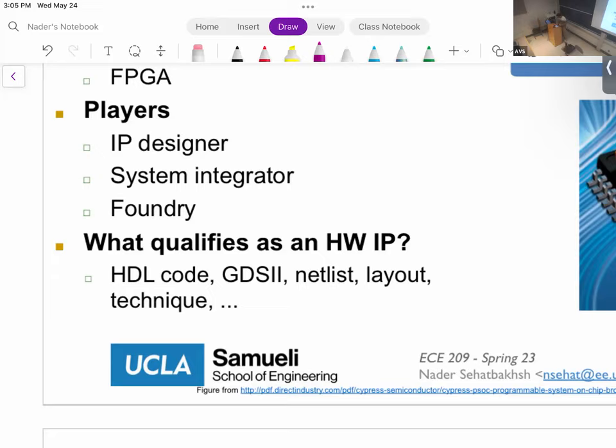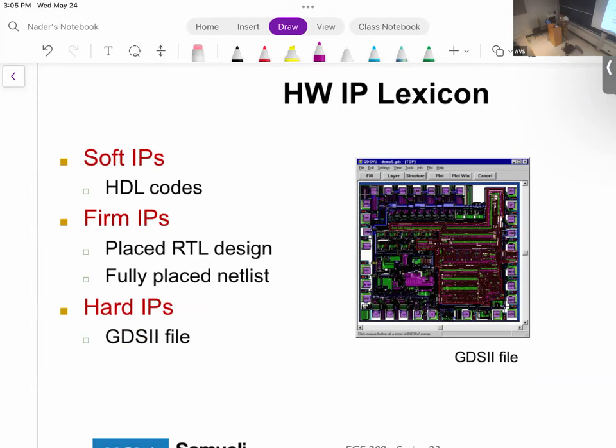There are different types of hardware IPs. Soft IPs are generally just the HDL codes, which means that anybody who has those HDL codes can generally generate that IP. The firmer IPs are actual place and routes, RTL designs, and then hard IPs are actually the final GDS2 file. Again, these are different terminologies. If you're a little bit familiar with digital design, good; if you're not, don't bother. It's just different ways that you can design IPs in your system, okay?